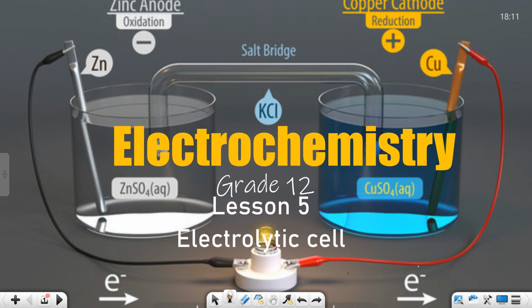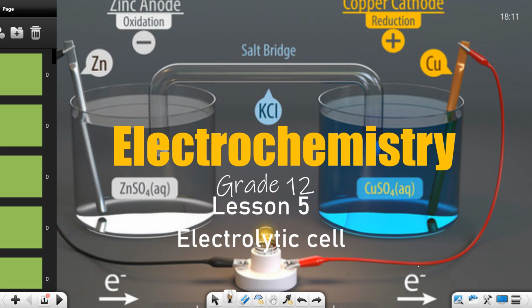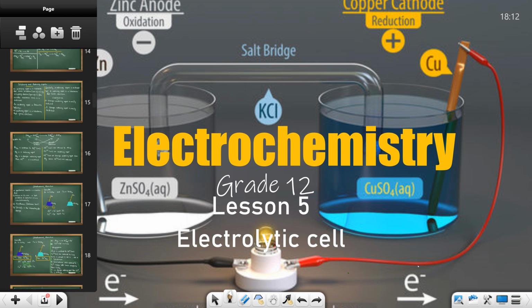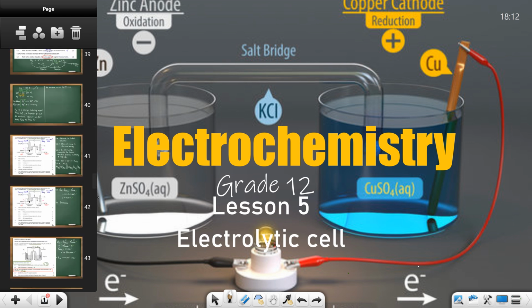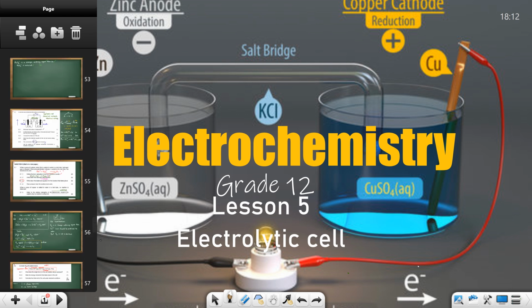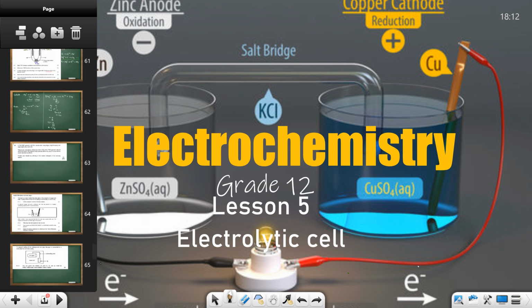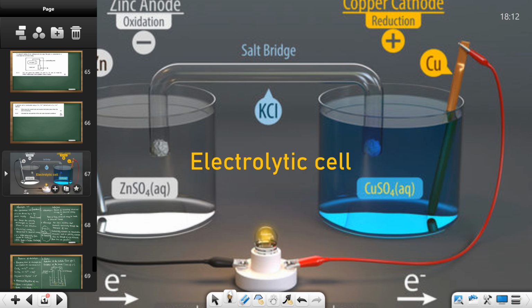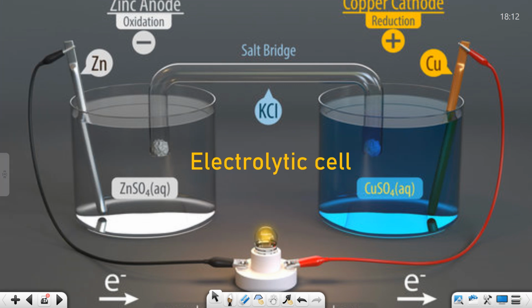So we started looking at electrolytic cell last week. This is part 2 of the electrolytic cell. However, for just about 5 minutes, let me bring back to your memory the things we said about electrolytic cell. Quite a lot of notes so far.